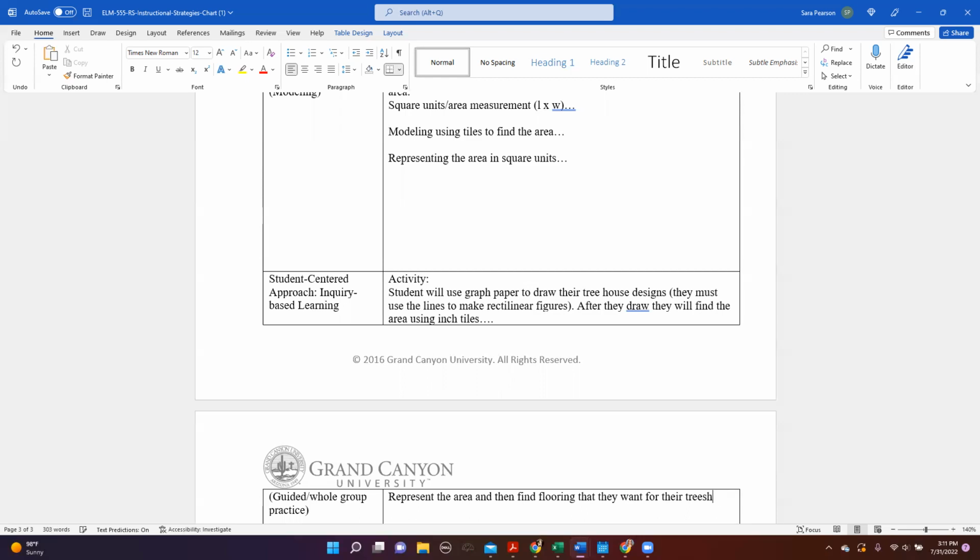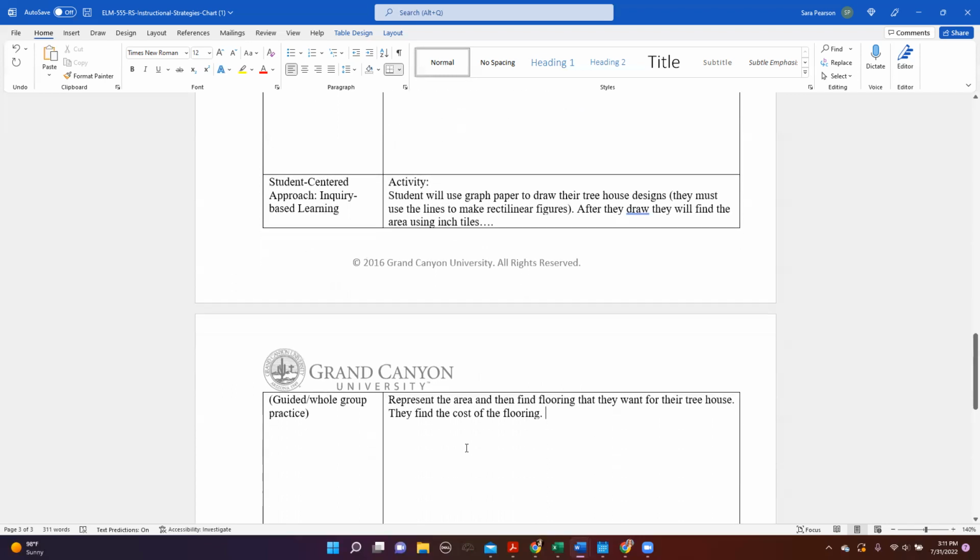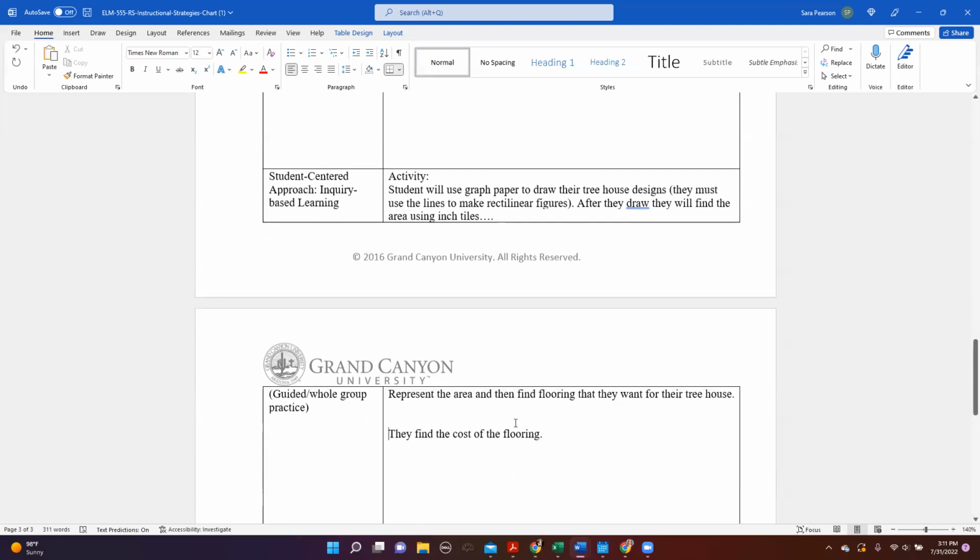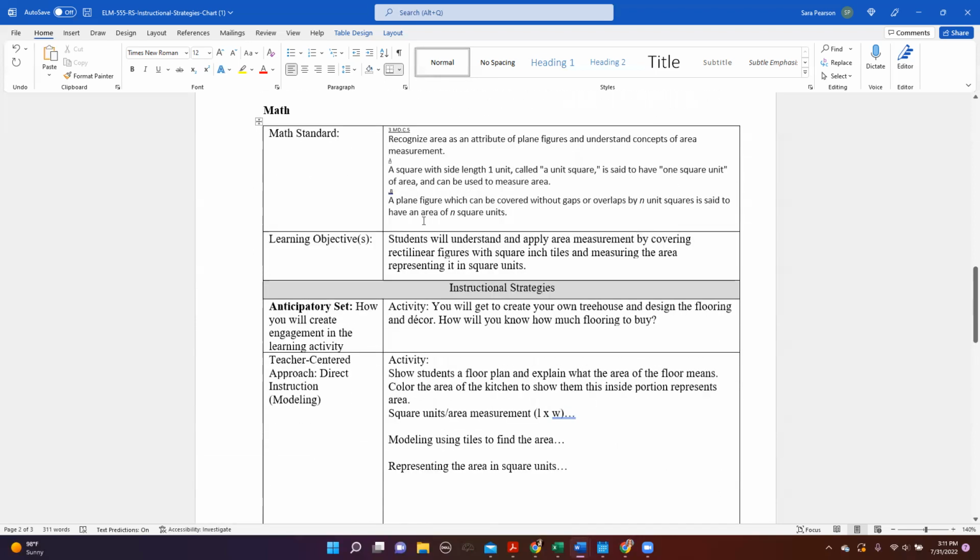This is what makes it fun, being able to go to the Home Depot website and find the flooring they like. And then I can push the math even further by saying, okay, you told me your area was this many square inches. We're going to use feet for that. So how much is it going to cost you for the flooring you picked? So I could even take it further where they can find the cost of the flooring. That would match another standard. So if I was going to take it a step further with finding the cost of the flooring, I would probably want to add a standard up here as a substandard of this.